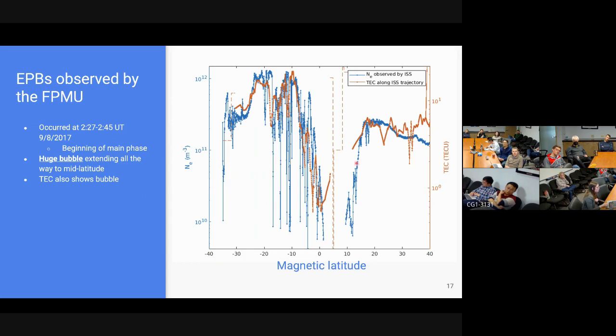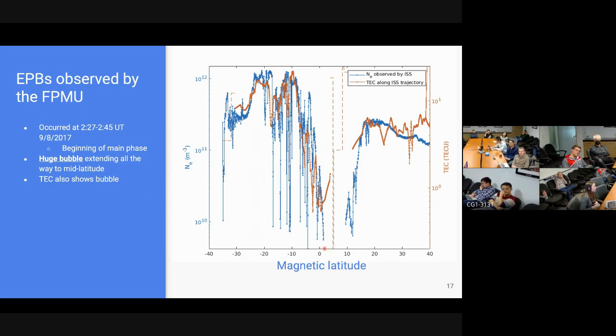We can see that we would typically expect to see plasma bubbles kind of confined to the equatorial region. But in this case, the bubble is so large that it is actually extending all the way down to mid-latitude in the southern hemisphere. And so this was occurring over the American sector, the same kind of general area where Jicamarca is located.